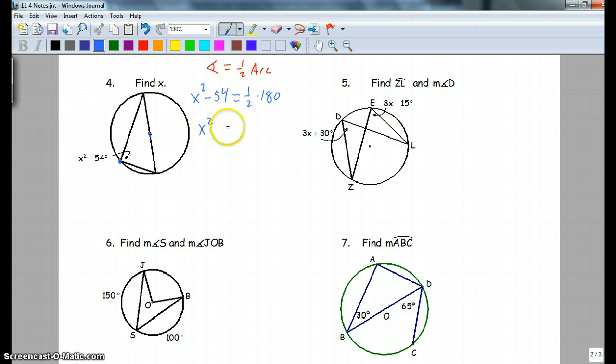So we got x squared minus 54 equals 90. Now, we only got an x squared here. It's not x squared and x, so we don't really have to factor. We can just get x squared by itself by adding 54, 144. X is plus or minus 12. However, because we're talking about an angle here, can we have a negative value of 12 here? No. So our answer is just going to be 12.